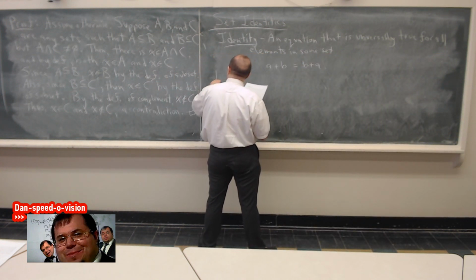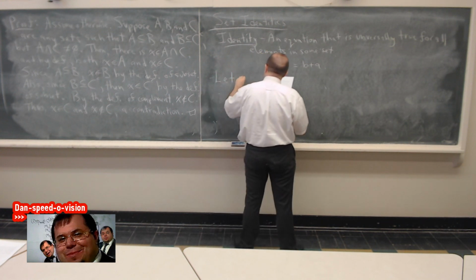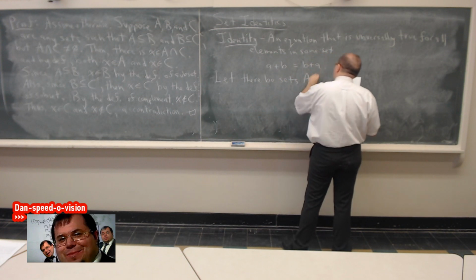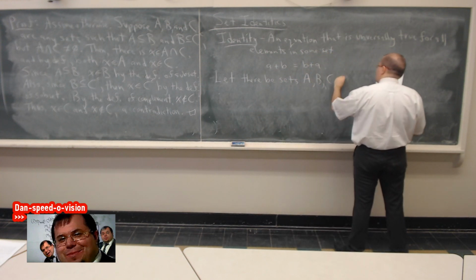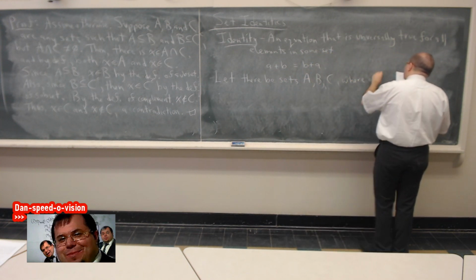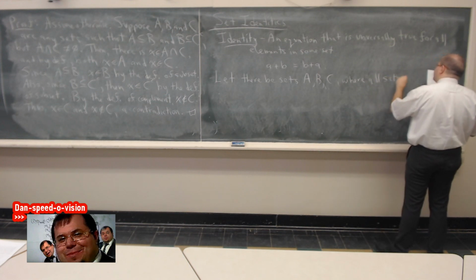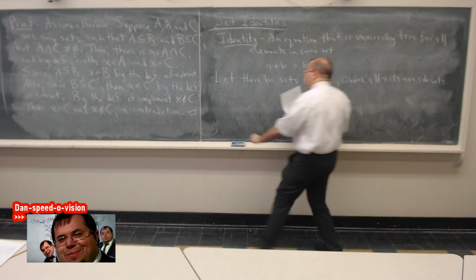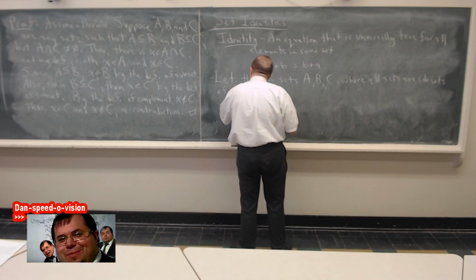So, let there be sets A, B, C, where all sets are subsets of a universal set.